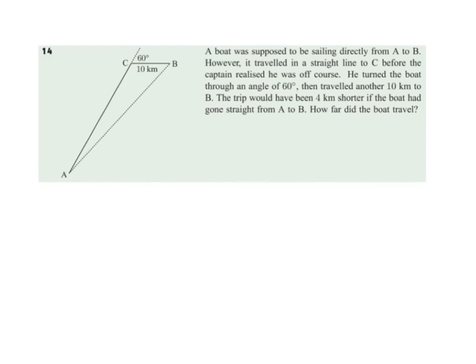I'm going to demonstrate the way that I think is the most direct and the most time-saving, and one that will allow you to use your graphing calculator to quickly solve a question like this. So it says a boat was supposed to be sailing directly from A to B. However, it traveled in a straight line to C before the captain realized he was off course. He turned the boat through an angle of 60 degrees and traveled another 10 kilometers to B. The trip would have been 4 kilometers shorter if the boat had gone straight from A to B. How far did the boat travel?